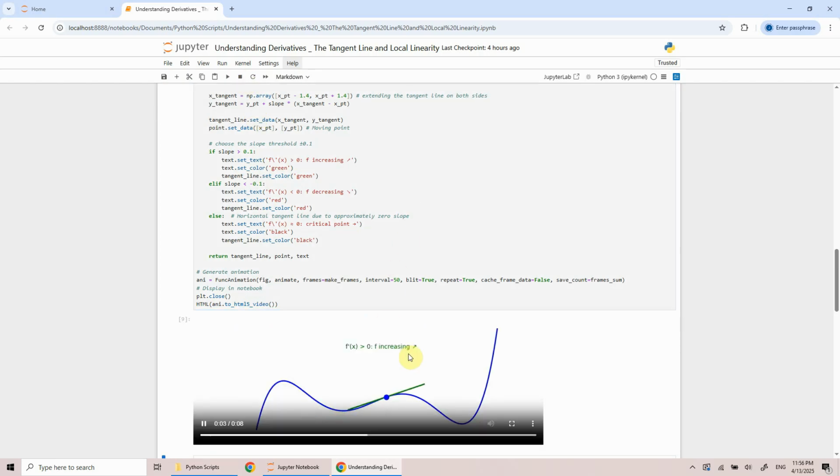The different colors mean positive, negative, or zero slope. You see the tangent lines follow or trace the curve.